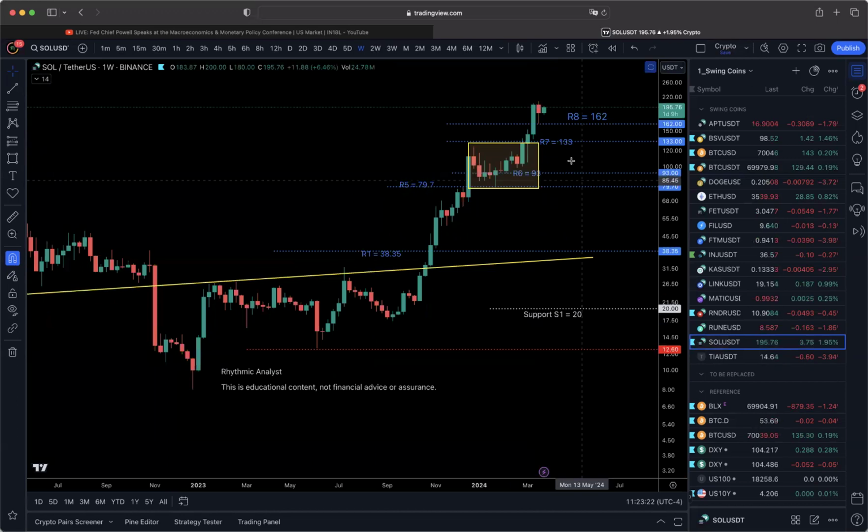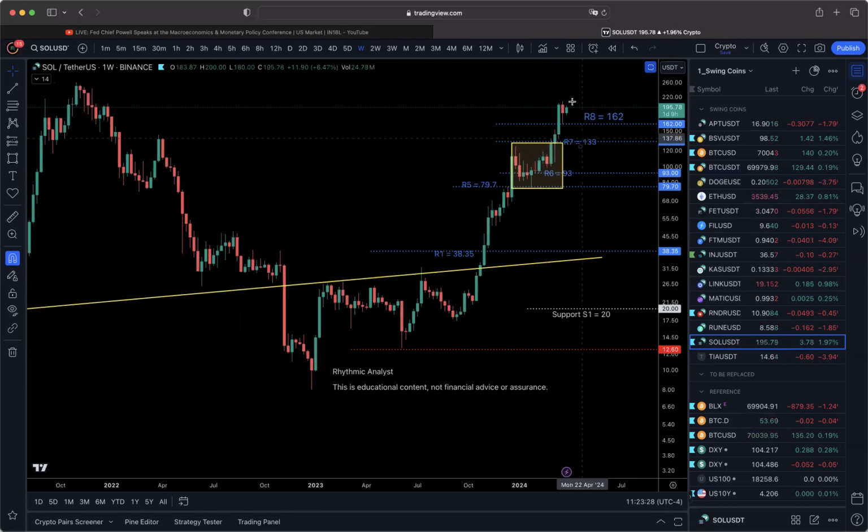SOL, amazing coin. Look at that. It doesn't want to stay here longer. Amazing. So this is momentum. We can safely say that it is looking for an all-time high.